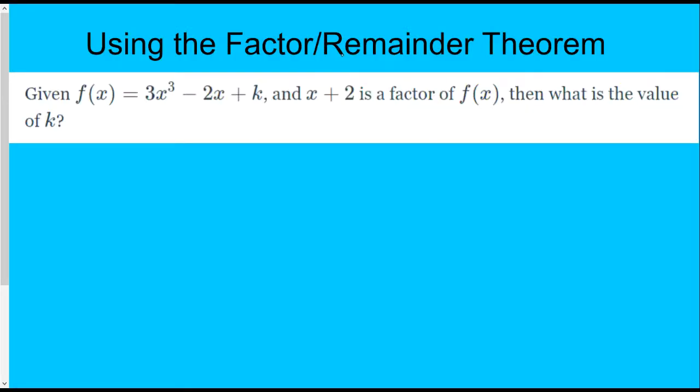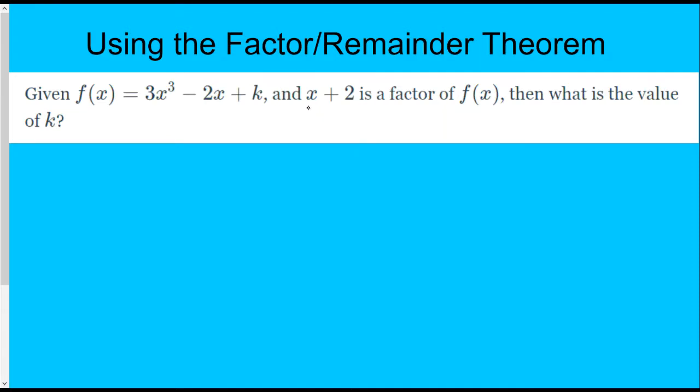So let's keep talking about using the factor and the remainder theorem on the next example here. So given f of x equals 3x cubed minus 2x plus k, and x plus 2 is a factor of f of x, then what is the value of k? All right, so again, let's try and use the factor and remainder theorem to go and do this.